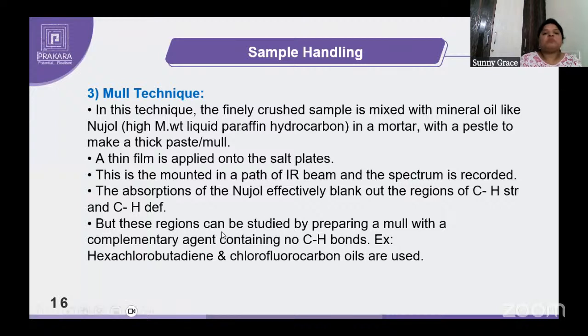is prepare it by mixing in hexachlorobutadiene or chlorofluorocarbon oils. So along with this Nujol, you will generally add hexachlorobutadiene, so that you will not observe the CH stretching and CH deformation, which would interfere mostly with carbonyl compounds. So just to avoid that, we use hexachlorobutadiene. So these are the three different solid sampling techniques.